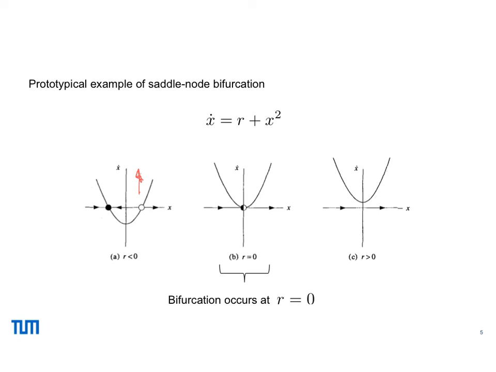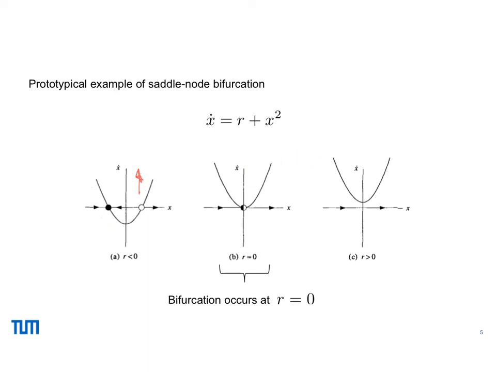And if you keep increasing r, these two fixed points just go away and disappear. And now you have nothing. So in this case, you don't have any equilibrium point at all. So this is a horrible system, because there is no point in which the system can actually be stable. Okay, so you have this situation.